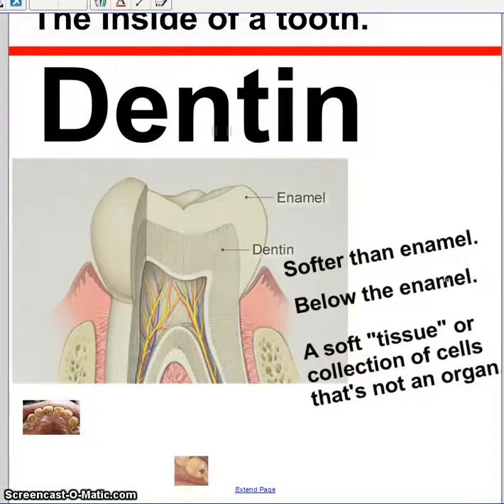But this is the dentin. The dentin is a layer below the enamel. Here's the enamel. It's the outer part of your tooth. Go ahead and touch your enamel. I'm just touching mine right now. The dentin is right below it, right here.